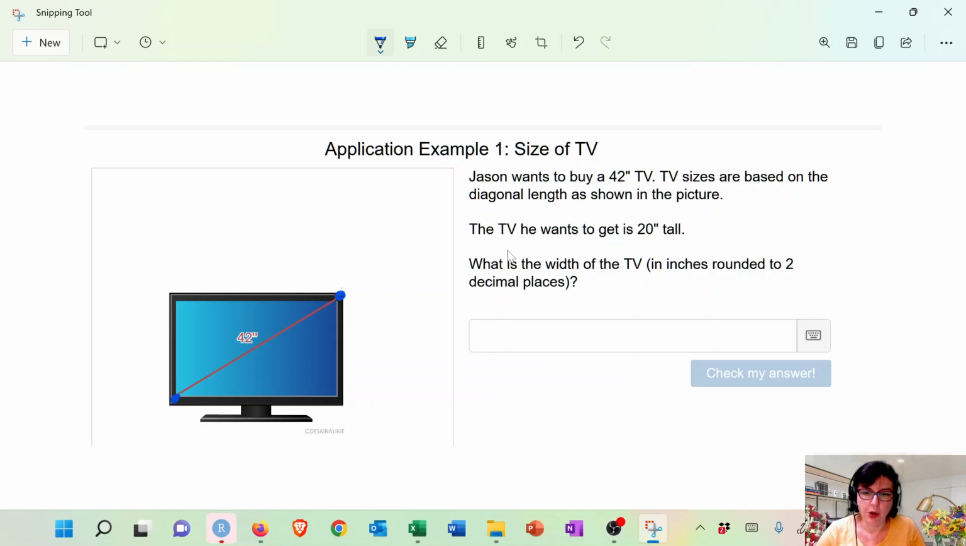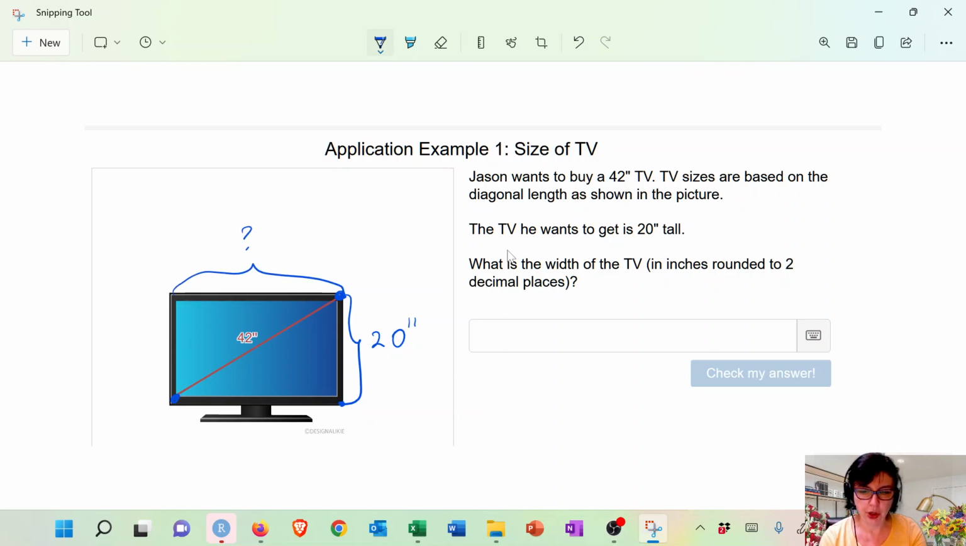All right. So Jason decided to buy a 42-inch TV. Now, he wants the TV to be 20 inches tall. So what that means is the distance from here to over here, this distance right here, that's 20 inches, right? And so we are asking, what's the width of the TV? What is this side?